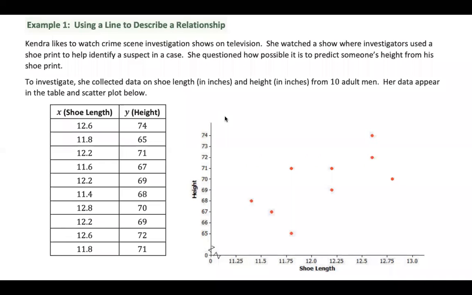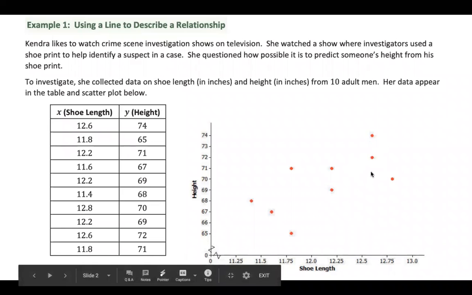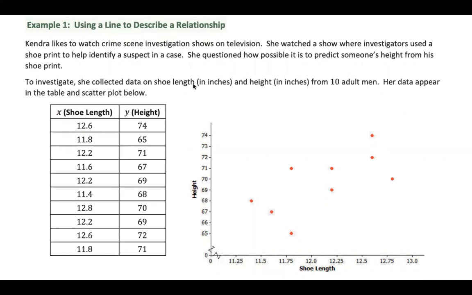And here's her data, right? So again, if we look at the X, this person had a 12.6 shoe length and they were 74 inches tall. And again, that data is also on the graph, and those 10 dots represent each adult male. So if we keep going, it says, is there a relationship between the two? So could we draw a line and represent this? If I drew a line like this, are most of the points even on both sides of that line? Does that help represent the data?